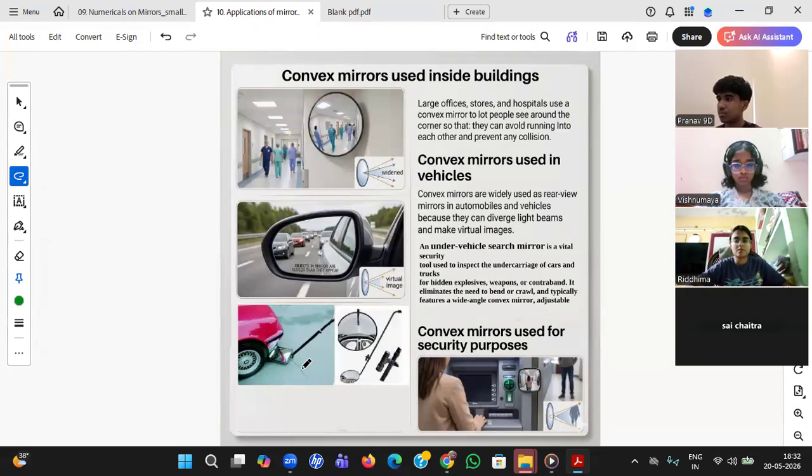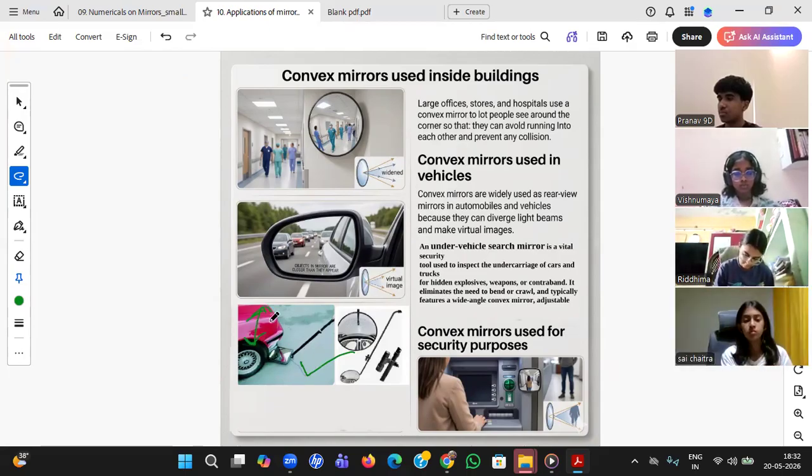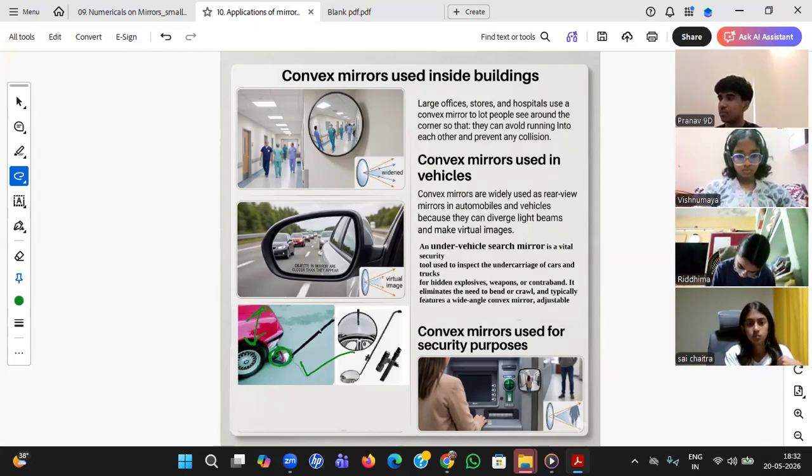Okay. Not only that, even this is one case: the under-vehicle search mirror. We want the big area of the car to be focused on a small place. So there also we are using convex mirrors.